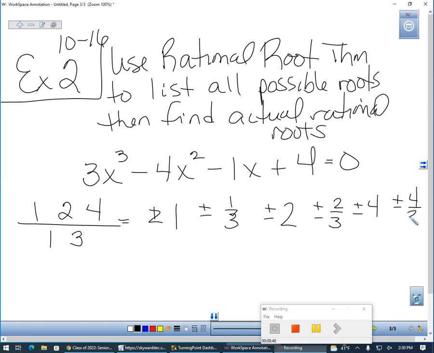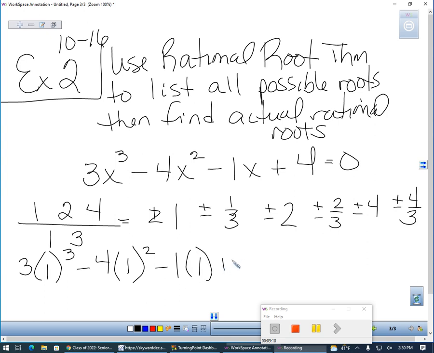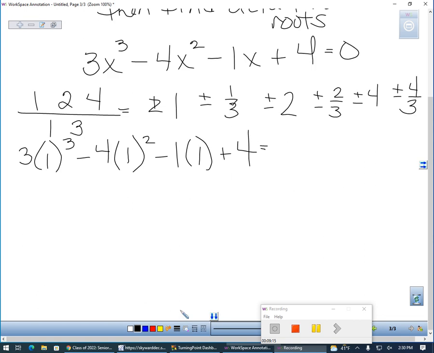All right. So that's the first part of the problem. The next part of the problem is that we are going to plug each one of these into our polynomial to find out which ones work. All right? So we're going to start here with 3 times, let's start with the positive, 1 to the third, minus 4 times 1 squared, minus 1 times 1 plus 4. We're going to plug that in.